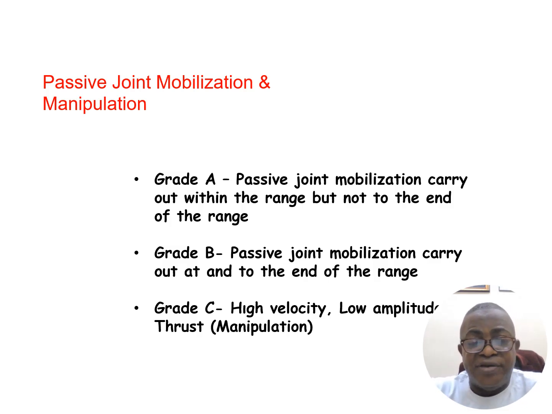Grade B, in terms of intensity, is carrying out passive joint mobilization to the very end of the range of movement. And grade C is actually manipulation, and that is delivering a high velocity, low amplitude thrust to the joints. Description of this is beyond the scope of this introduction, but in our subsequent presentation, when we'll be talking about Cyriax application to different joints in the body, I will be able to show you how each joint is mobilized and manipulated based on the Cyriax approach.